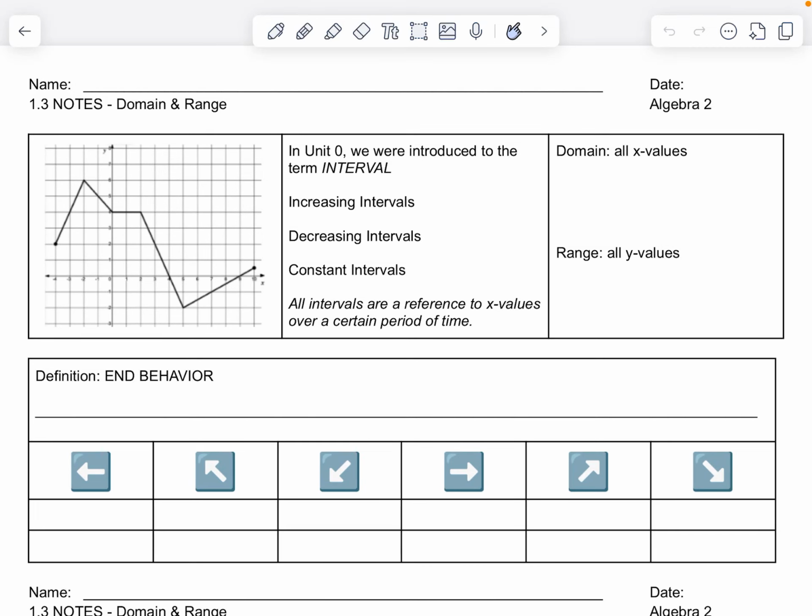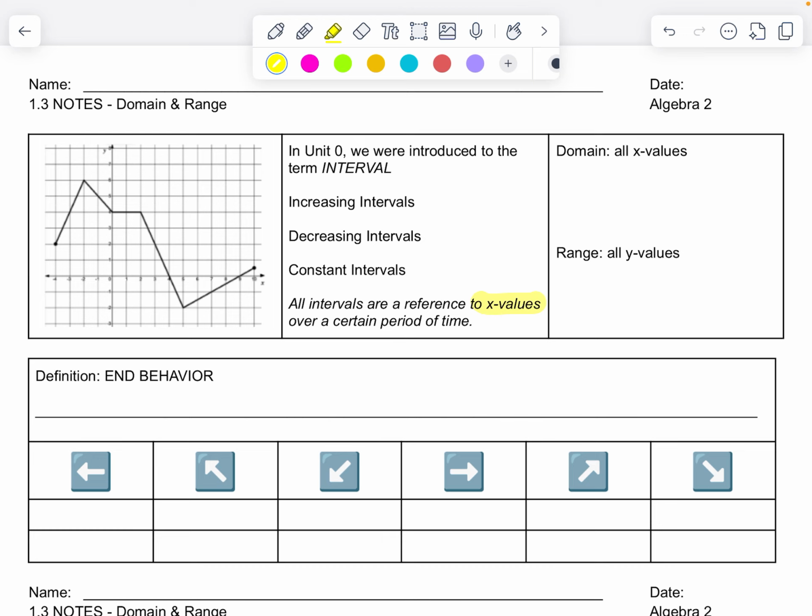Going to look again at domain and range. This is something that we've talked about before. And so before we get to talking specifically about domain and range, let's specify what it is that we're talking about in terms of interval. So interval, we knew from unit 0, is specifically an x value thing.